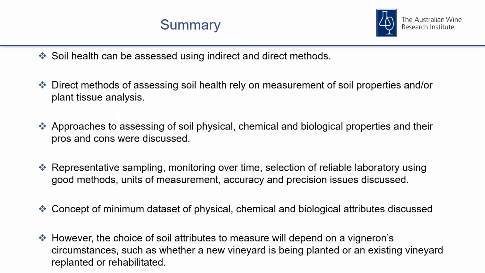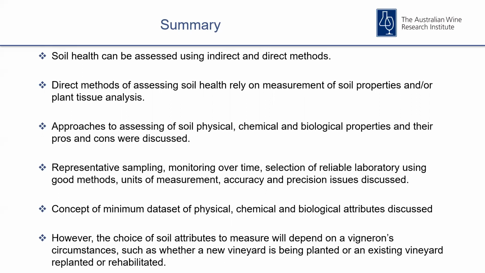So look, just to summarise and wrap up, soil health can be assessed using either, like I said, direct or indirect methods. Direct methods of assessing soil health rely on the measurement of soil properties and/or a plant tissue analysis approach. Approaches to assessing soil physical, chemical, and biological properties and the pros and cons have been discussed in a fair bit of detail here. Representative sampling, monitoring your soils over time, selection of reliable laboratories and good methods, and understanding units of measure and accuracy and precision issues. I think we've discussed those in a fair bit of detail.